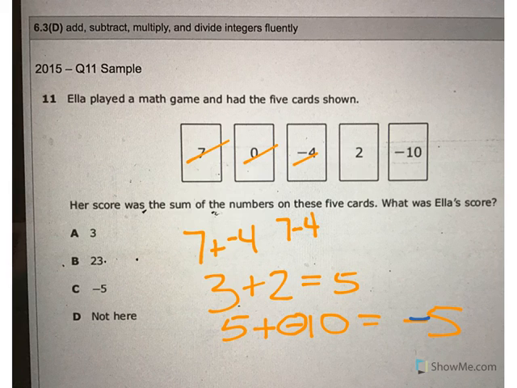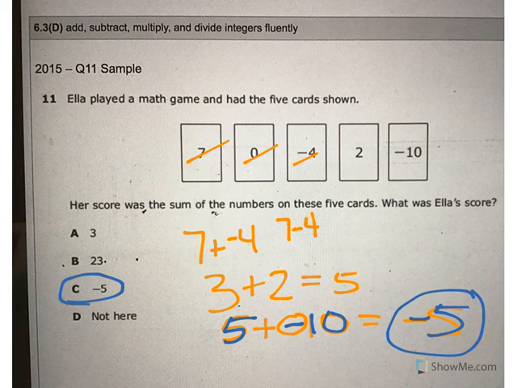Mr. Hewlett, why is it negative? Think about it this way. What if I had $5, but I owed you 10? Well, I could pay you the $5, but I would still owe you $5. That's why our answer is negative 5. So our answer should be C.